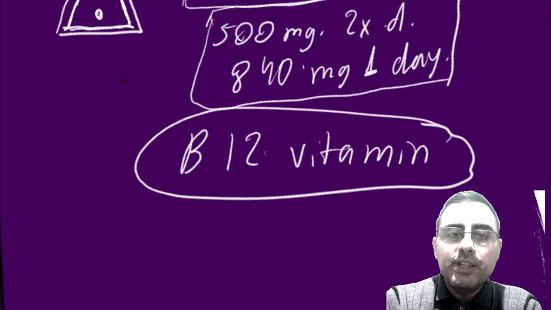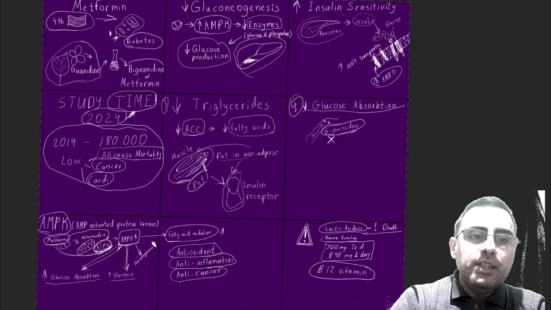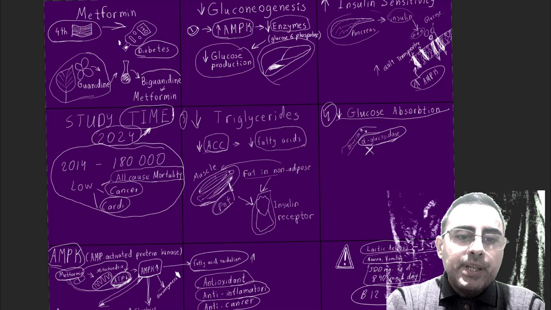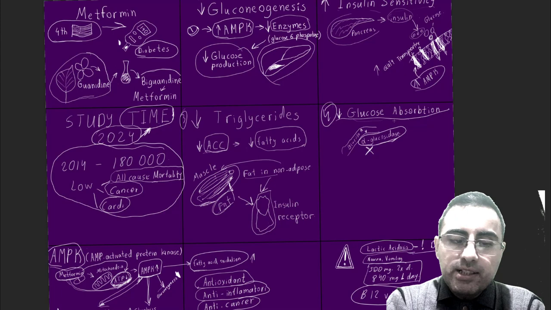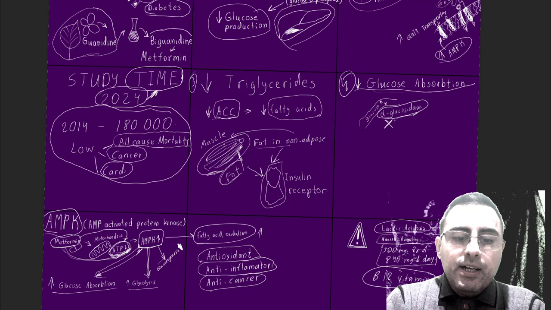Let's summarize now. Metformin is one of the most prescribed drugs. It decreases gluconeogenesis. It increases insulin sensitivity. It decreases triglycerides. It decreases glucose absorption from the intestines, but it increases glucose absorption by cells. The primary action of metformin is to increase AMPK activity. It has antioxidant, anti-inflammatory, and anti-cancer action.